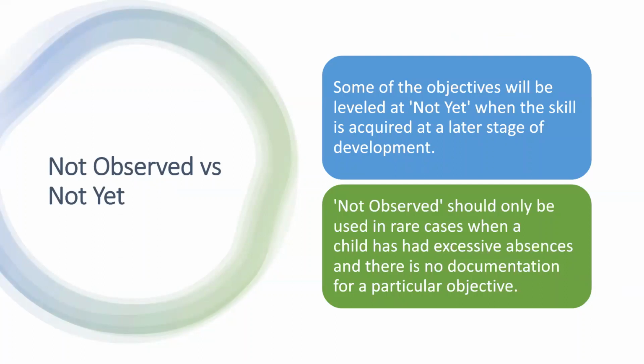On the progressions, there may be times where you will choose "not yet." That's when the skill that you are leveling is one that a child will get to at a later stage of development. Very, very rarely should you use the checkpoint "not observed." This is in the rare cases where a child has had excessive absences and therefore there is no documentation for a particular objective.